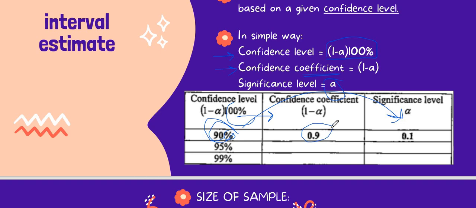And remember, our objective is to get the value of A. Here 1 minus A is 0.9. How to get A? You bring A to this side and 0.9 to the other side. So 1 minus 0.9, therefore your A, or alpha, is 0.1. How about 95%? 95% divided by 100 is 0.95. Imagine 1 minus 0.95, so your alpha will be 0.05.